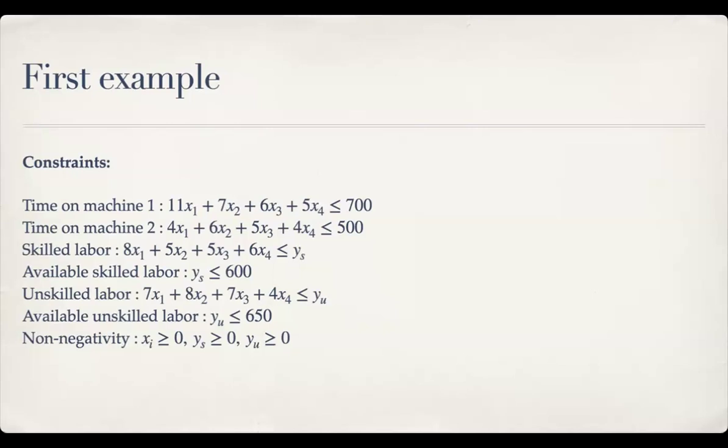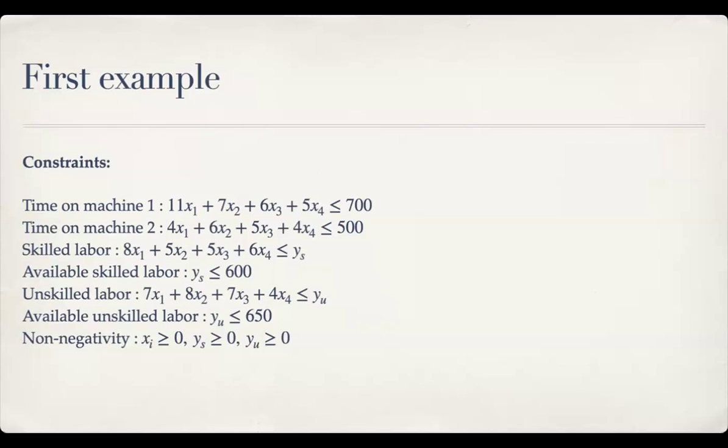And the time on machine 2. Time on machine 2 is 4x1 plus 6x2 plus 5x3 plus 4x4. Total must be less than or equal to 500, okay? Which is the available time on machine 2.